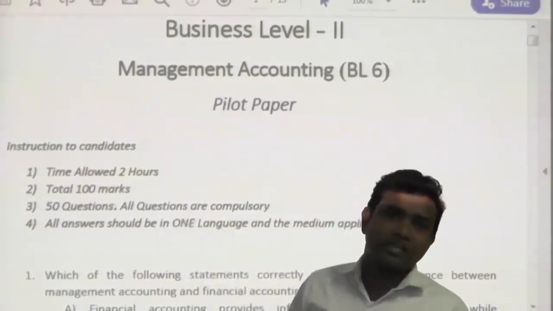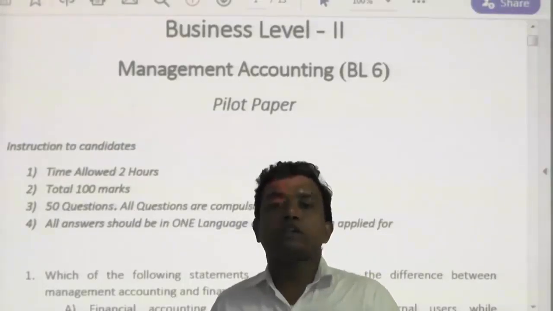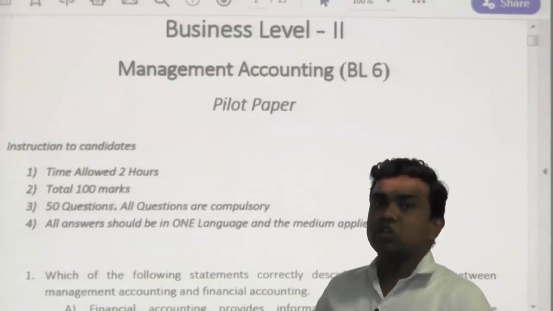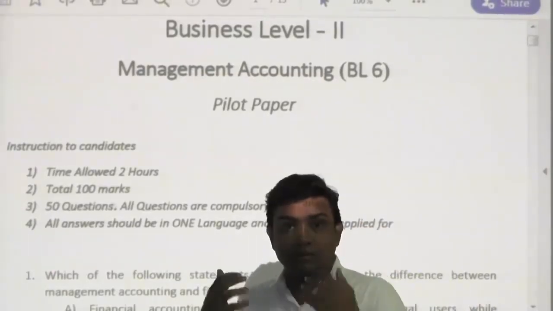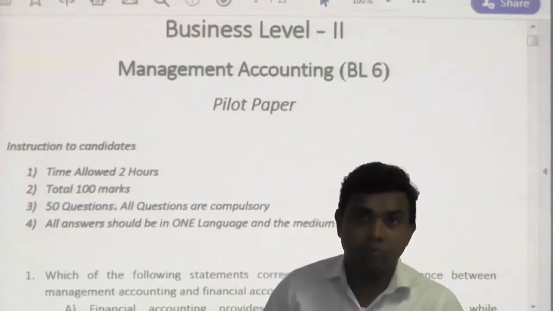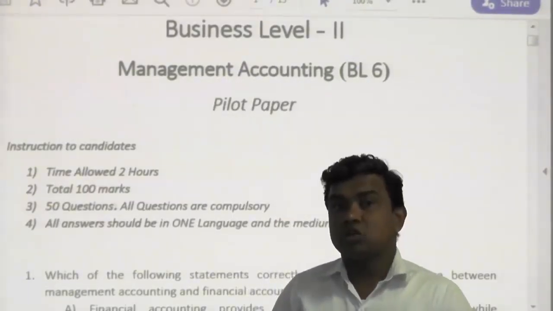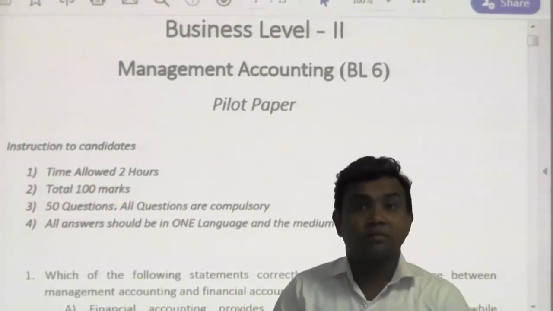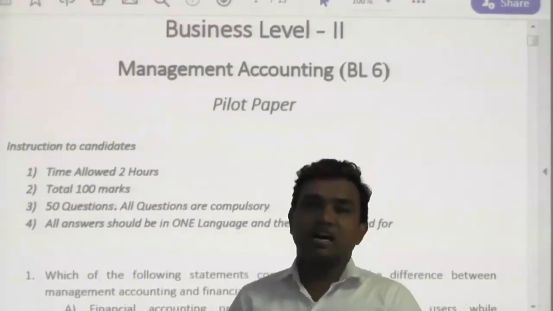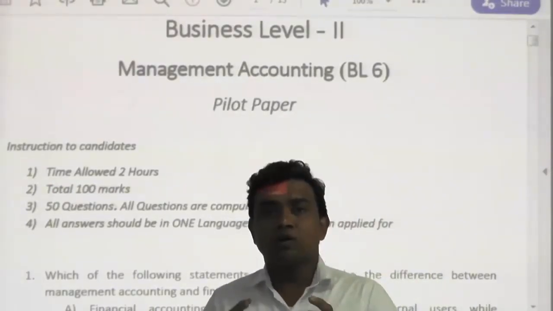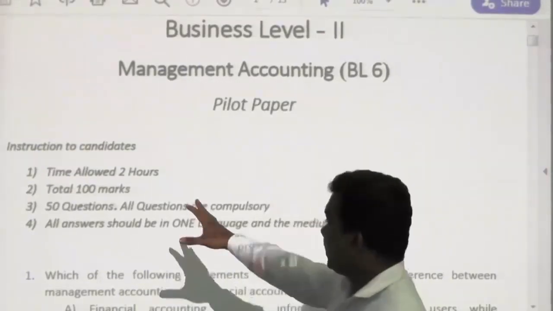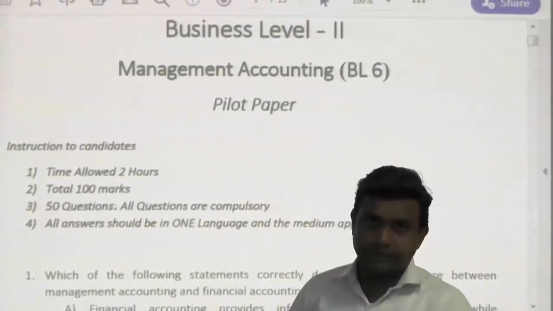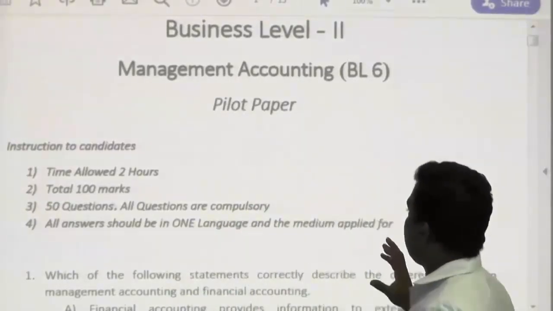However, to select the correct answer, you need to carry out your own calculation. That's a very important point. You need to do some calculations and some preparations of technical matters. For example, you have to prepare process accounts, job costing accounts, and variance calculations. Based on your calculation, you have to select the answer on the paper. However, a very important point, keep in mind you have only 2 hours to answer 50 MCQ questions. This is the BL6 Management Accounting pilot paper.